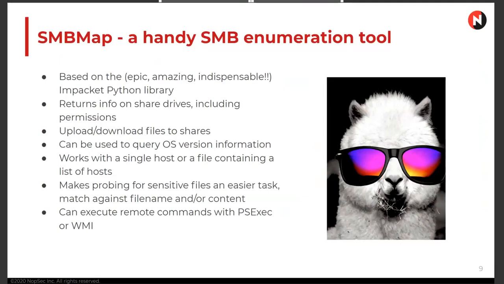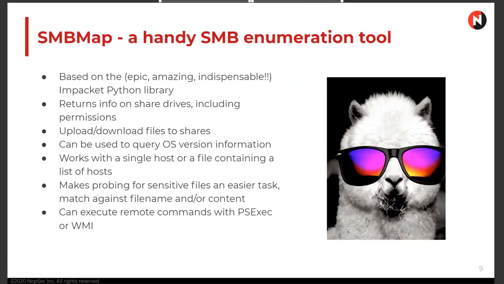So with SMBMap, you can also query the OS information on a host. So if you had a list of 400 SMB servers, and you needed to find the ones that were still operating Windows 2003, either because you wanted to see if they were vulnerable to MS08-067, which really shouldn't ever happen in this day and age for a 12-year-old vulnerability, but hey, sometimes you get a little bit lucky. More often than not, endpoint protection will catch those. But SMBMap is a quick way to go about getting the operating system information for a list of hosts. It can work with a single host at a time or a file containing a list of hosts.